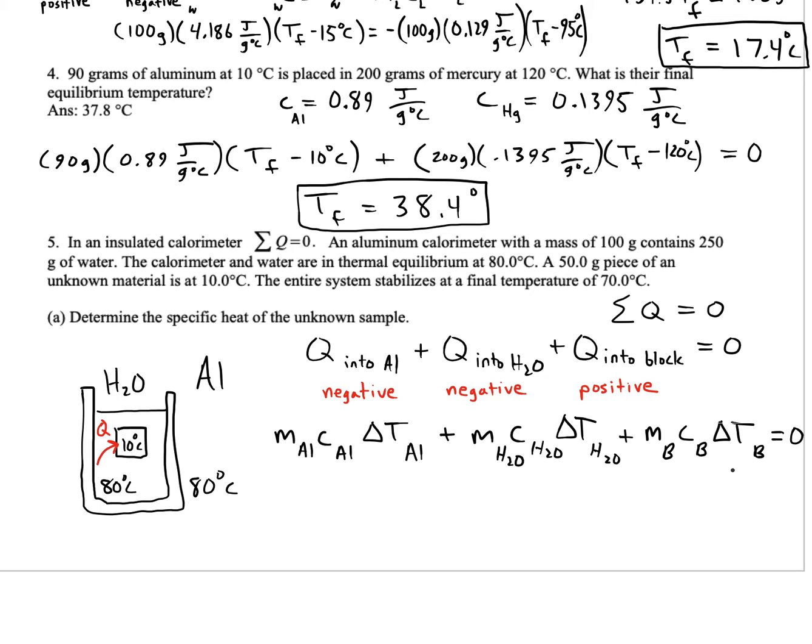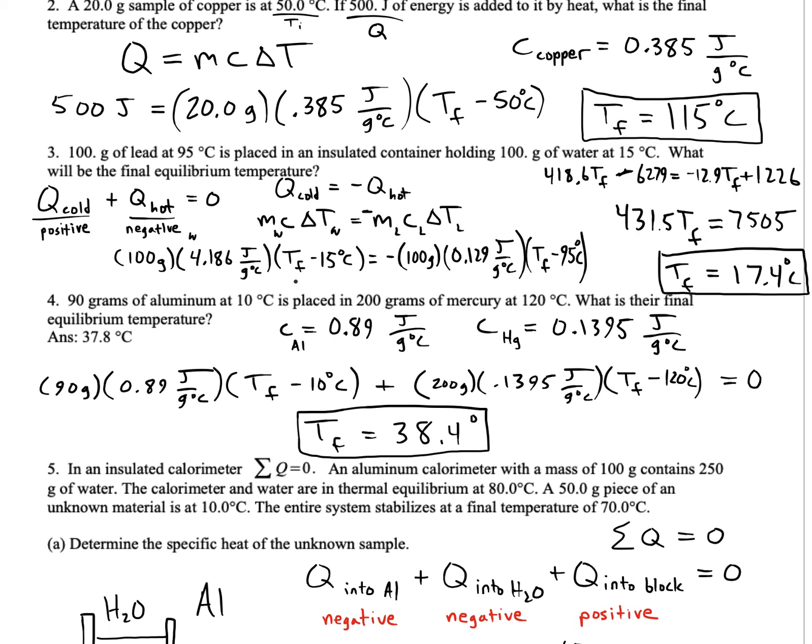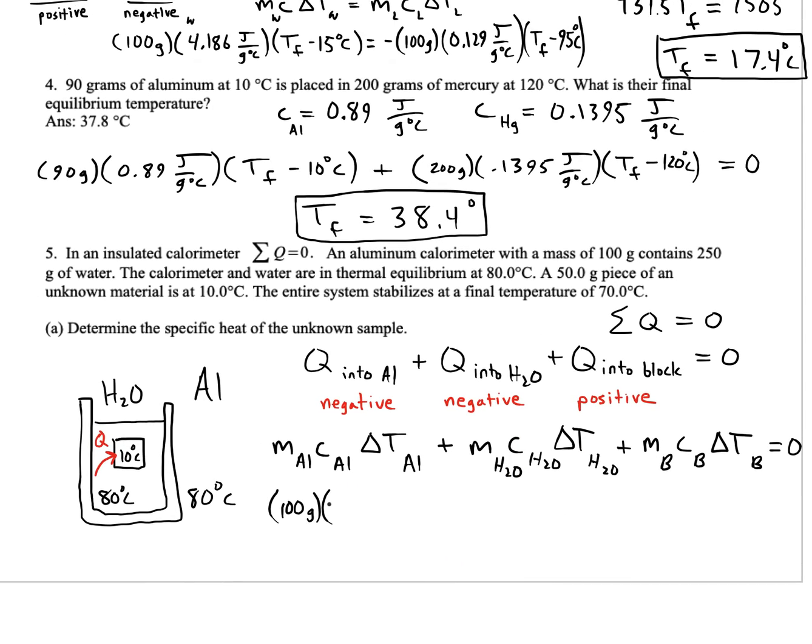So plug in everything we have. There's going to be one unknown, which is going to be the specific heat of the block. So our mass of our aluminum calorimeter is 100 grams. Specific heat of aluminum, we said before, was, oh, right here, 0.89 joules per gram degree Celsius. The final temperature, it says, was 70 degrees, so that was measured by a thermometer, so we'll do 70. And then the initial temperature of that aluminum was 80.